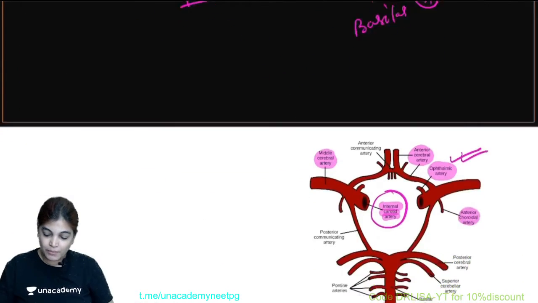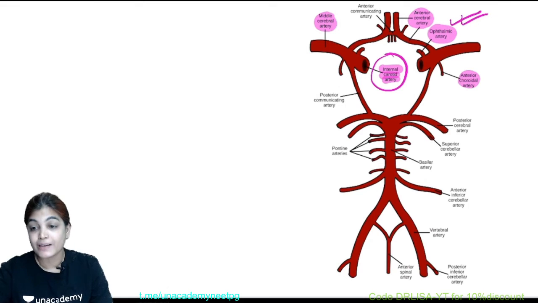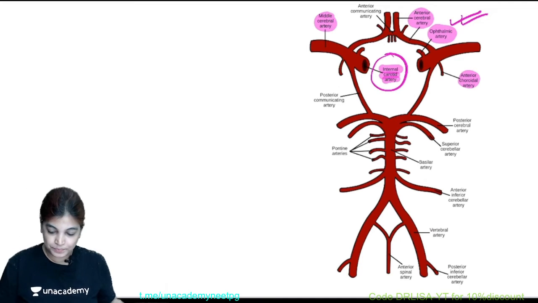So we have marked the correct answer, but I just want to brief you about the important branches of the vertebral artery and basilar artery. So just moving to that section.